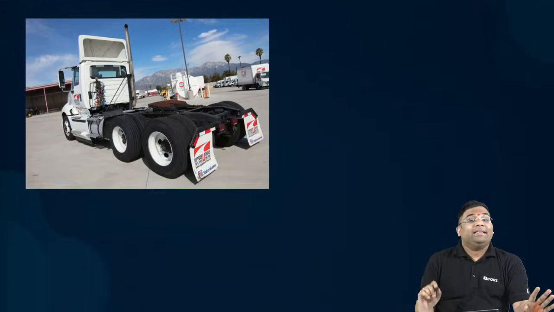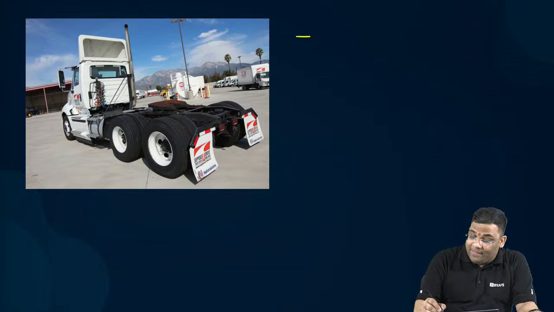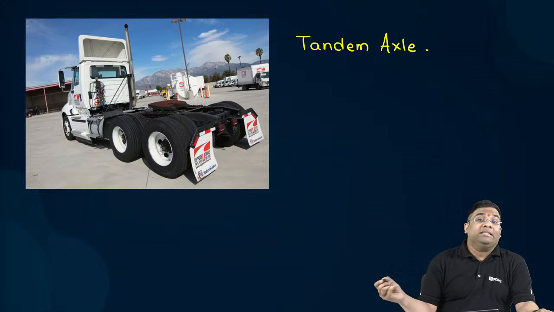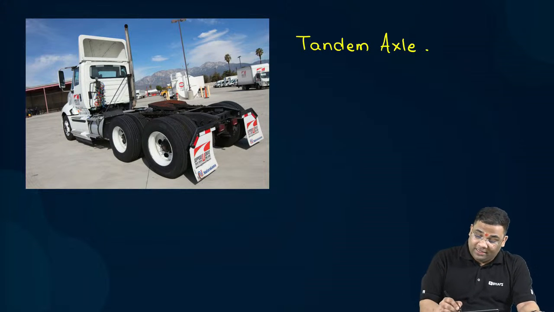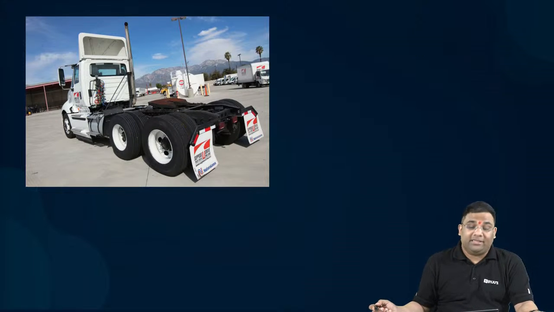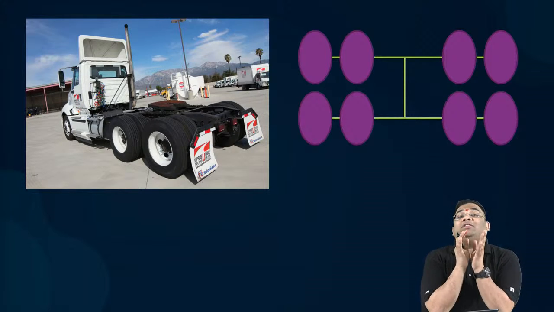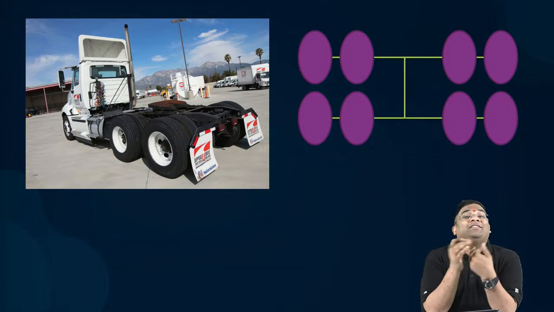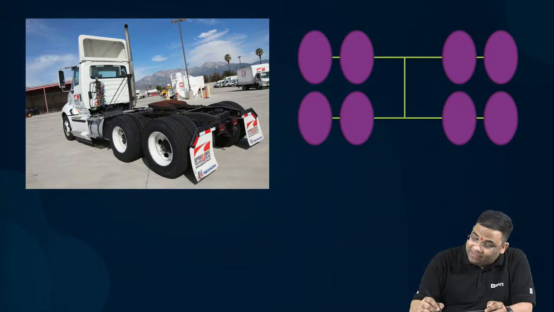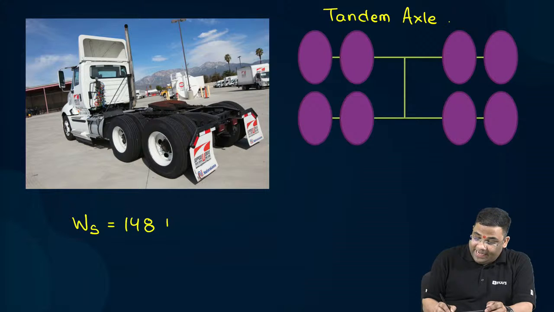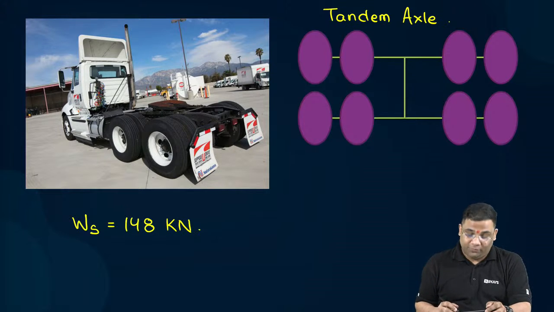Then we have something like this, which is known as a tandem axle. You can see that it's a combination of two single axles, here one axle and here the second axle. There are two wheels on either side and two axles. So when it is a tandem axle, you should remember the standard axle load is 148 kilonewton. You have to remember these values.